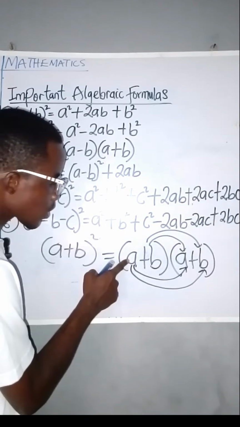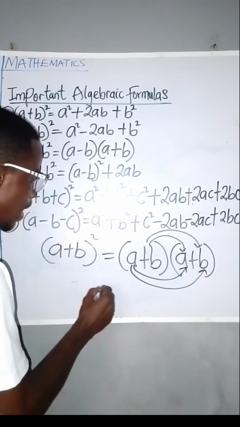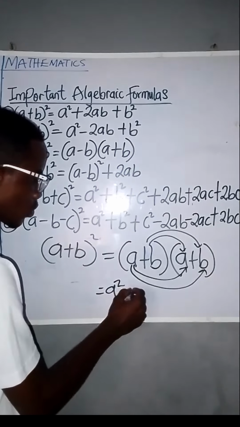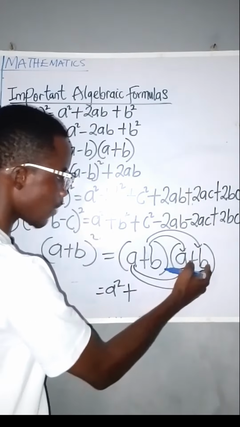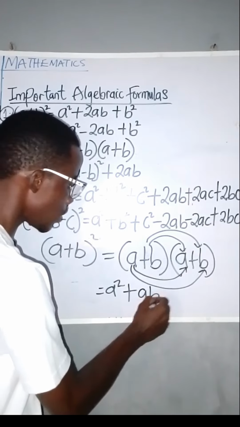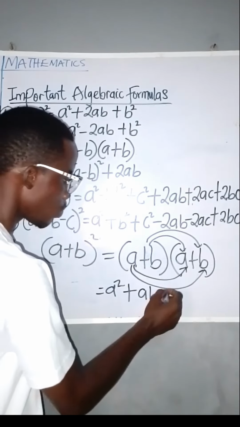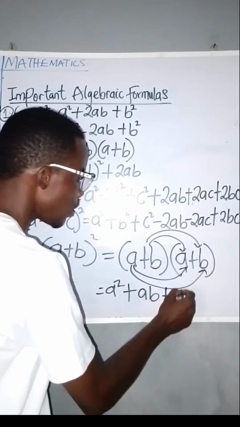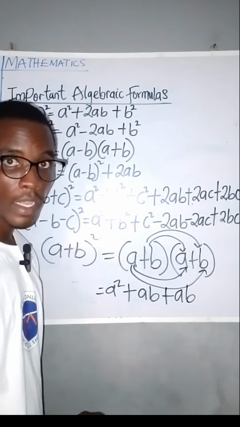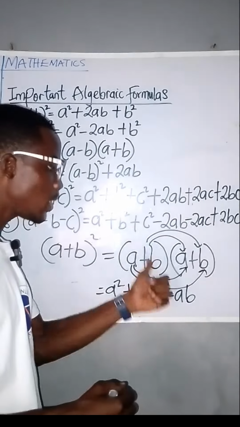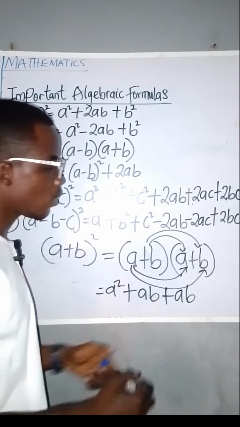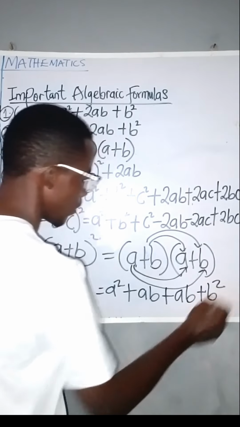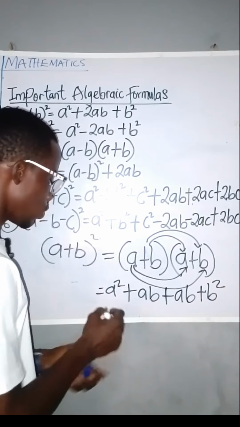Now I have this. The first arrow says a times a, which is a squared. Plus a times b, which is ab. Then I also have plus b times a, which is ab, in alphabetical order. Letter a comes before b, so b times a is the same thing as ab. Then I have b times b, which gives me b squared.